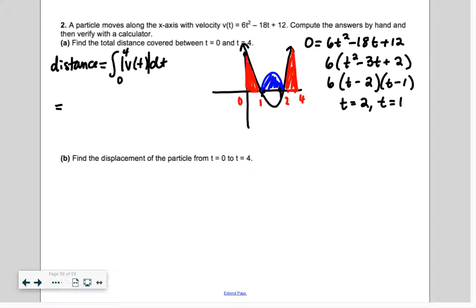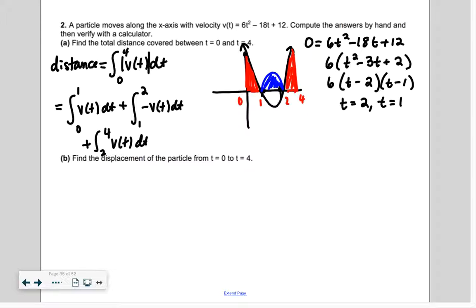So the way that I'm going to write that is I'm going to say I have my positive version of v of t from 0 to 1. That was positive anyway. But then I had negative numbers from 1 to 2. So I want to integrate negative v of t, right? Because negative numbers become positive numbers. And then I'm going to integrate 2 to 4 of v of t.